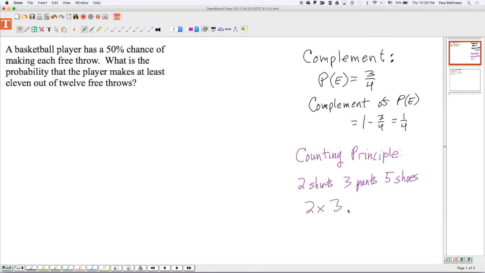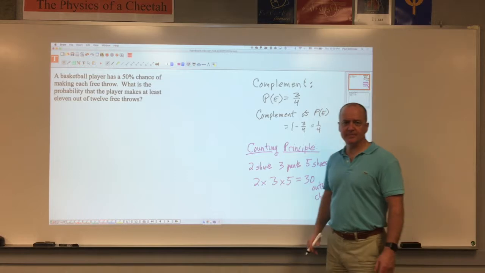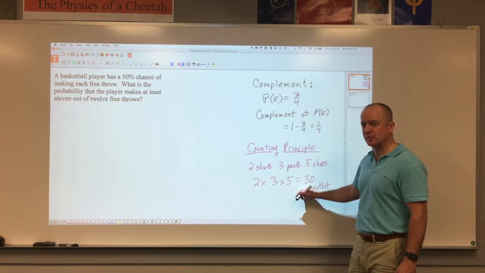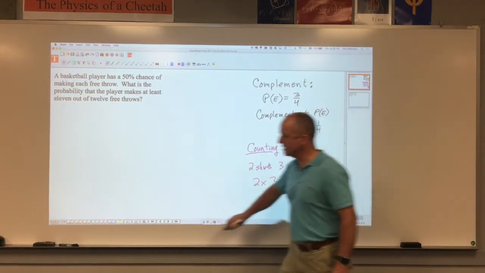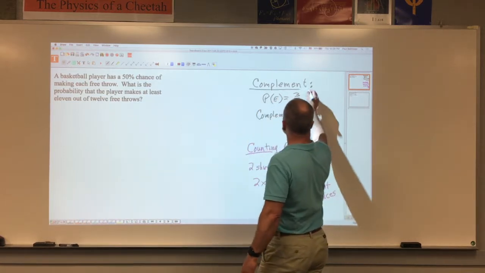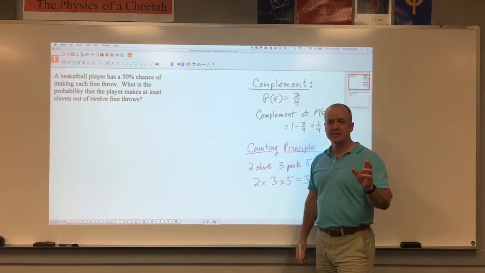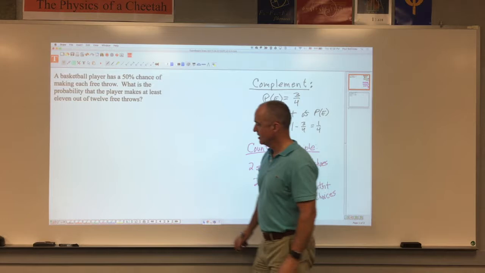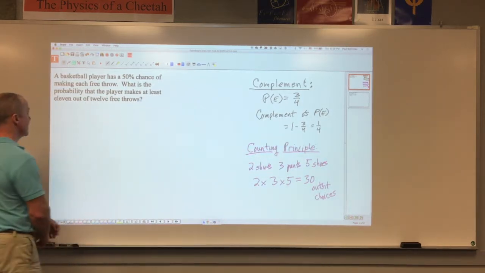I would multiply these together, and I would have 2 times 3 is 6, times 5, I would have 30 outfit choices. So the idea behind the counting principle is that if you have choices, multiply the number of choices together to get a total count of your final number of choices. The idea behind the complement is sometimes it's difficult to determine a probability of an event happening, so you determine the probability of the event not happening and subtract that from 1. Let's see if either of those ideas are helpful in this first example.